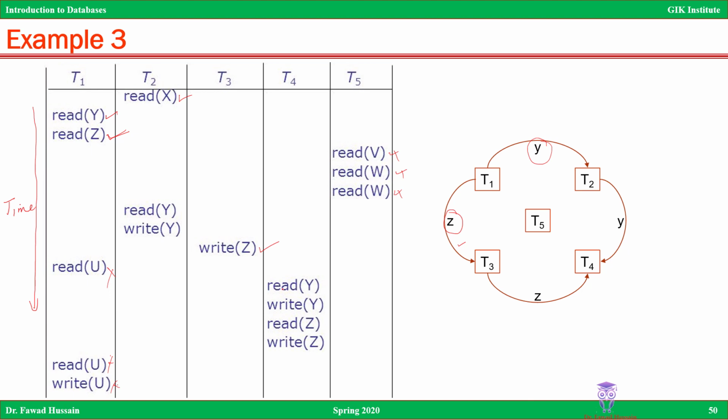And then we have read Y and write Y. Now there is a read and write with T2. So T2 and T4 have problems because there is a write Y and then a read and a write Y. So you can see that T2 and T4 have problems. T2 comes first and T4 comes second, and the problem is with the value Y. And T3 has a Z, and then T4 also has a Z. So we also have a problem with T3 and T4 with Z.